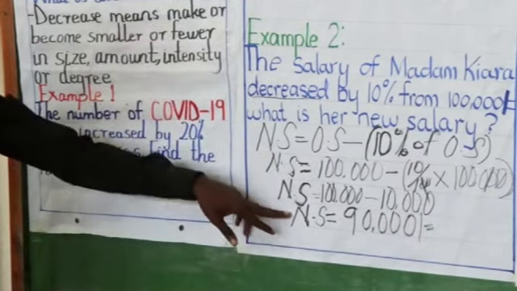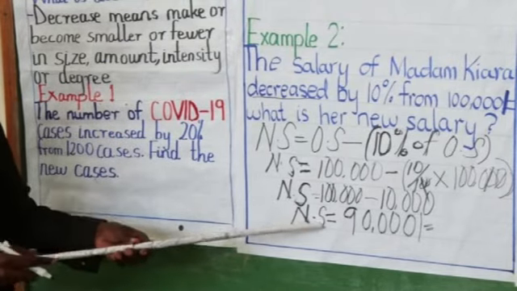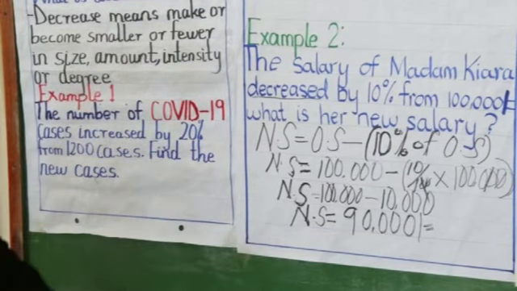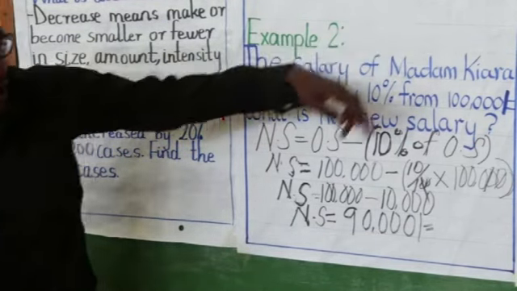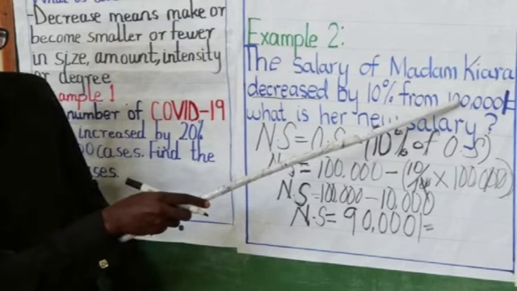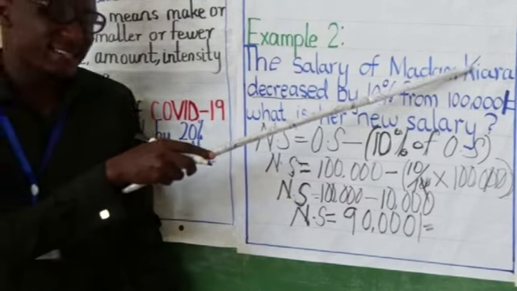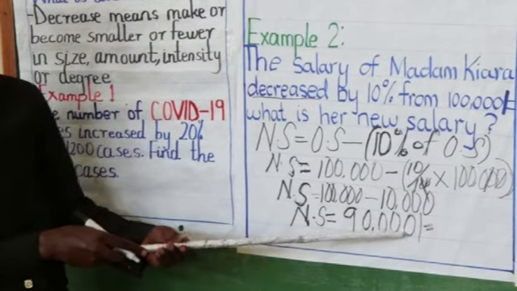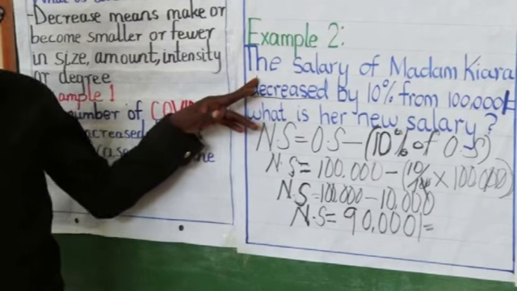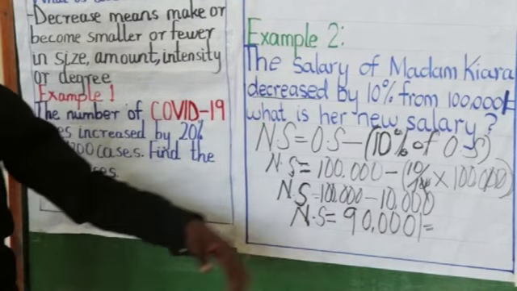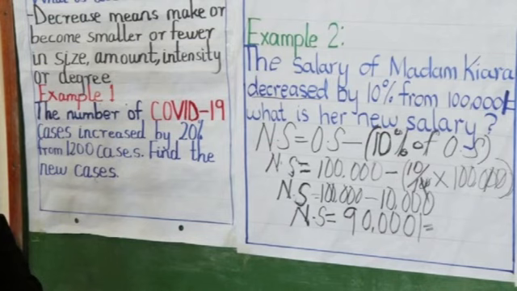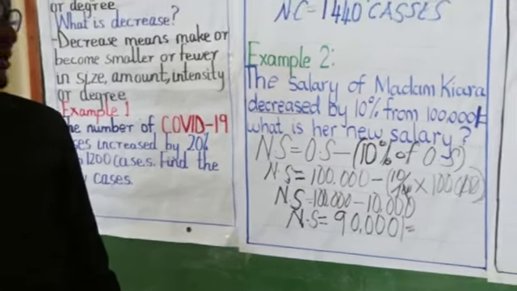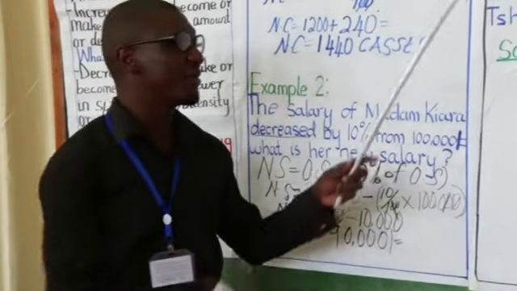So the new salary of this Madam Kiara will be 90,000 shillings. So you can see from 100,000 shillings as old salary, now minimized by 10,000 up to 90,000 shillings. So this is what you call decrease. You can see there's a decrease of 10,000. Hope we are together. Lastly, but not the least, let us see example number 3.